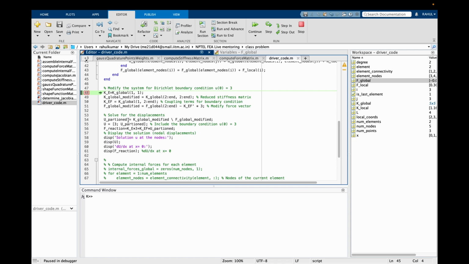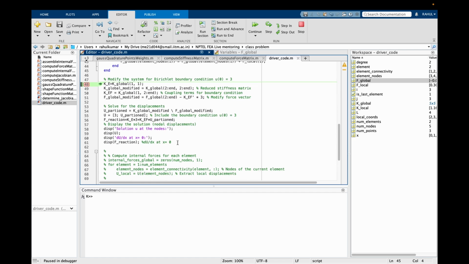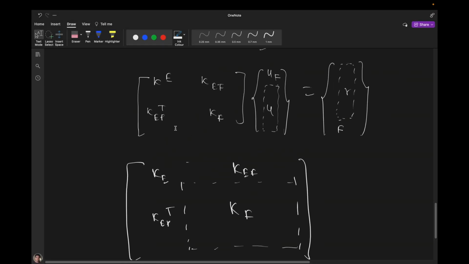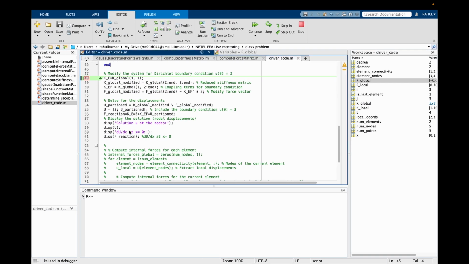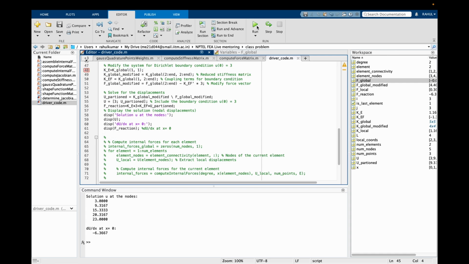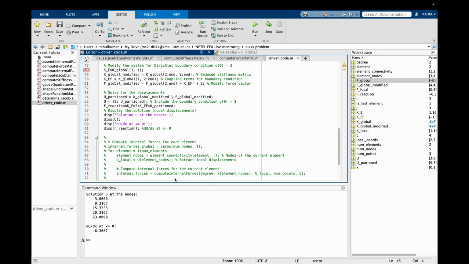I am writing this as a u partition, because we don't know what the first element was. I mean, we already know that was the first element. So here I have written k inverse f global modified. Then this is the final u, and this is the reaction force, that was nothing but this times this will become this. So that's what we will get, the reaction force. So we will try to continue this code. Okay, so yeah, this was the code.